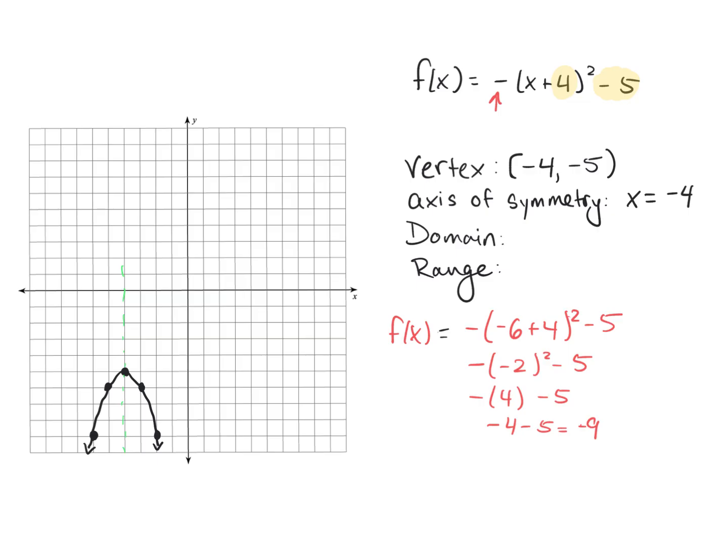Now taking a look, like we said before, our domain is always going to be all real numbers for parabolas, so we don't have any x restrictions there, so x is a real number, but our range does have a restriction. So if we take a look, the highest point on this graph, the highest my y value goes is -5, so I'm looking at y is less than or equal to -5.